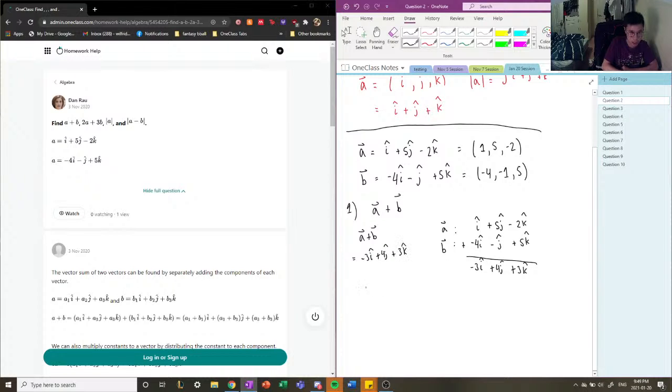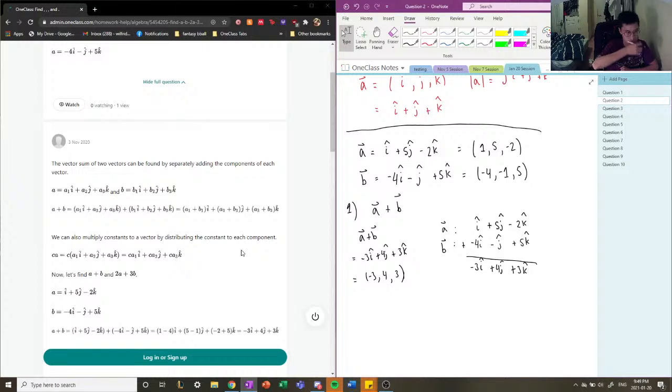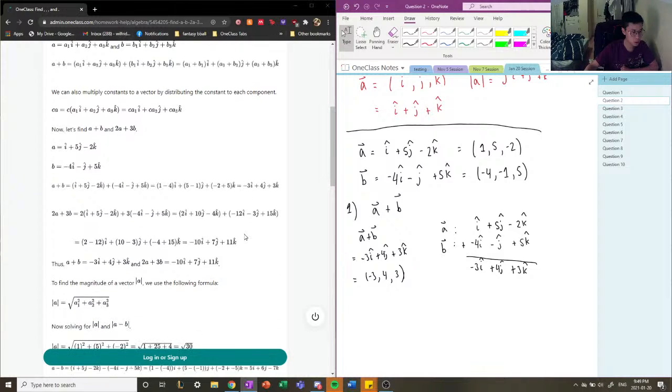And let me just write this out in coordinate form just to keep the notation consistent. So that's going to be vector A plus vector B. So that's the answer there.